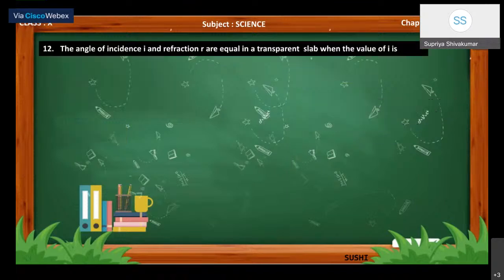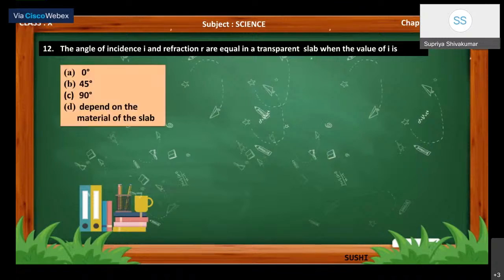Okay, next, moving on to the 12th question. The angle of incidence i and the angle of refraction r are equal in a transparent slab when the value of i is... When is i equal to r? So, ma'am, option B, 45 degree. On what basis are you saying? So I want a value. i is equal to zero degree. At 0 degree. Very good. So i is equal to 0 degree, and then the ray of light incident... 8 degree. Sorry?